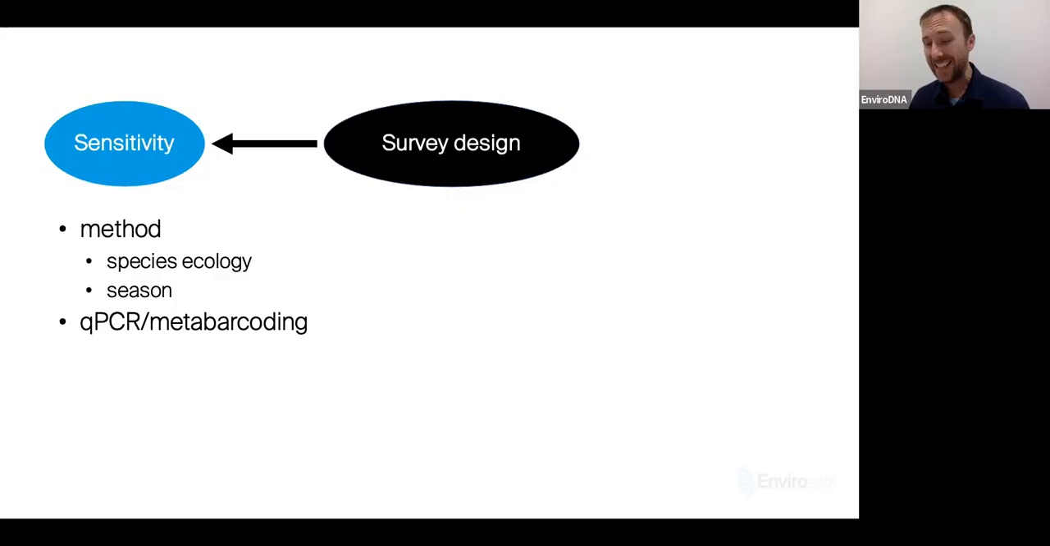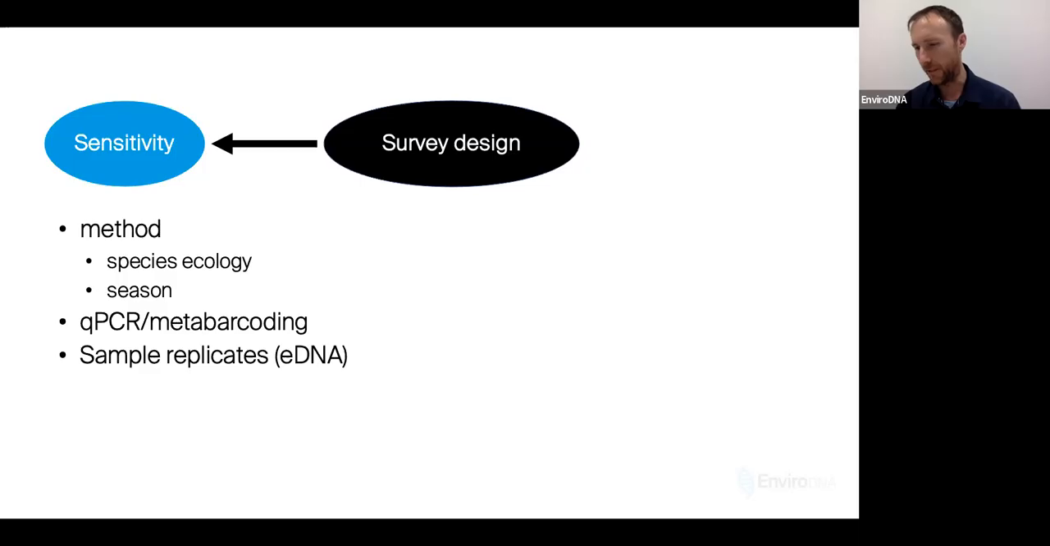Something that's very eDNA specific is the type of analysis you're using, and the two main ones are using your qPCR, which is a single species approach, or your metabarcoding, which is for biodiversity assessments. Now, there's different levels of sensitivity between the two, so there's pros and cons of using either of those techniques, and that's an important decision to make very early on.